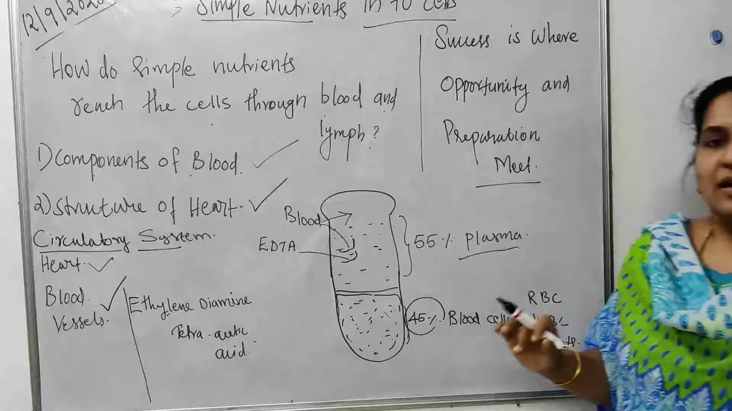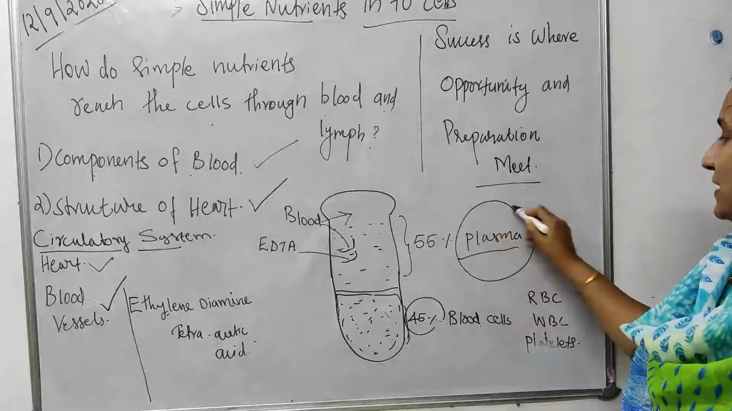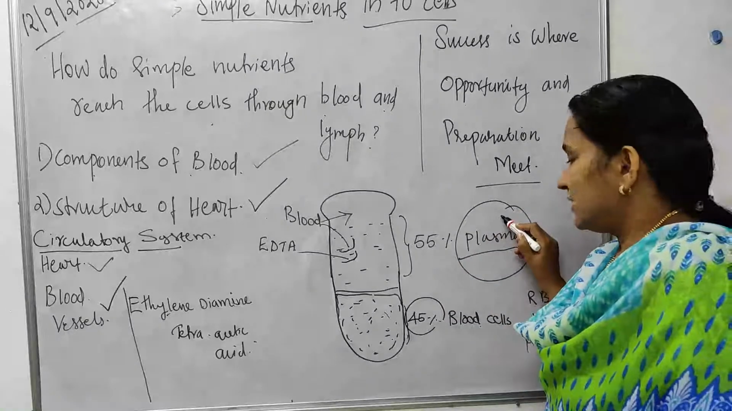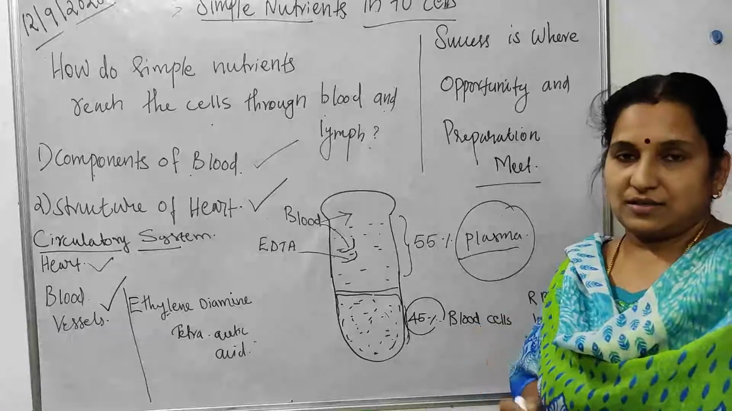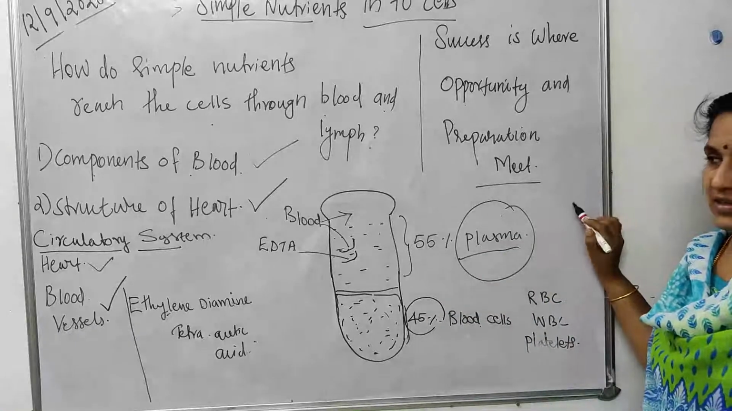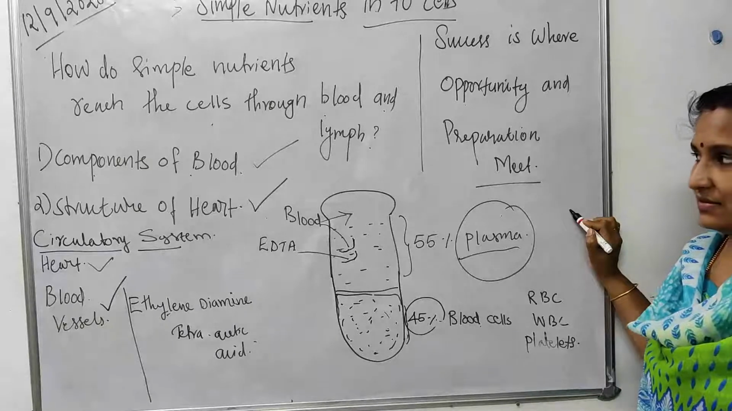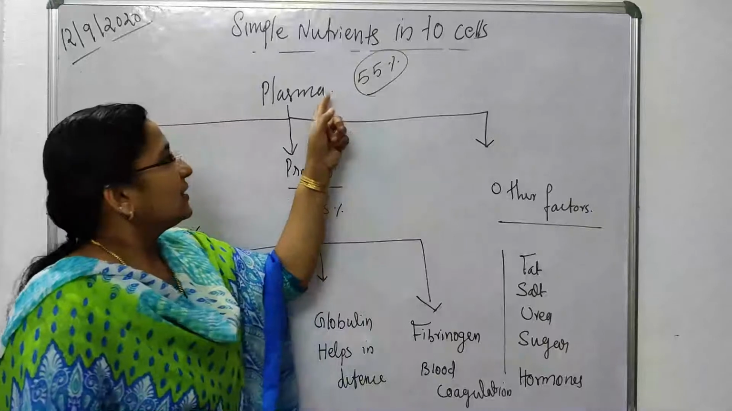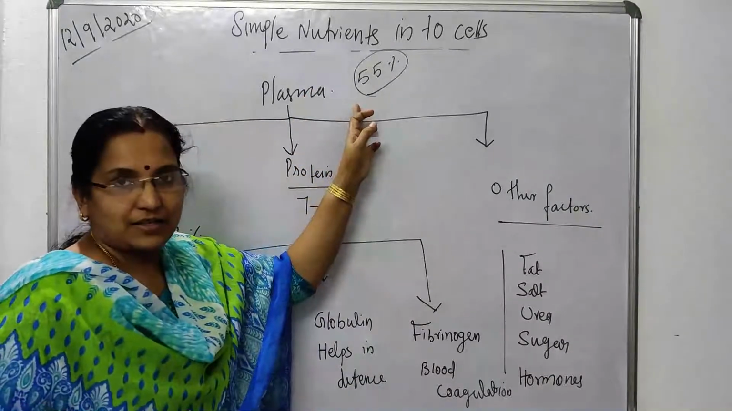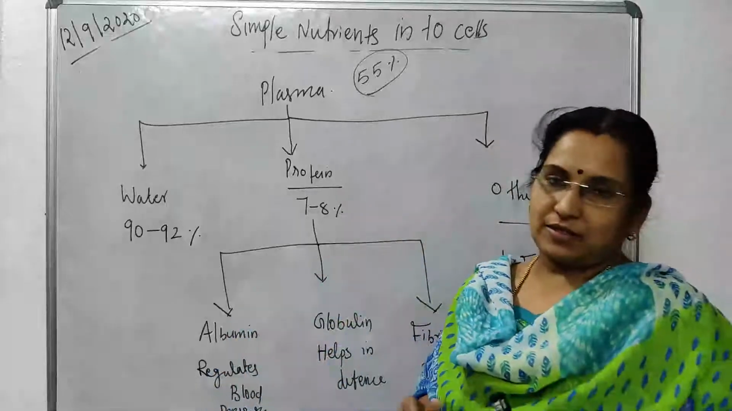Then let us see what components are present in the plasma. Which are the components present in the plasma? We can study that next. We can see 55% of the blood is plasma. Then what are the components present in the plasma?